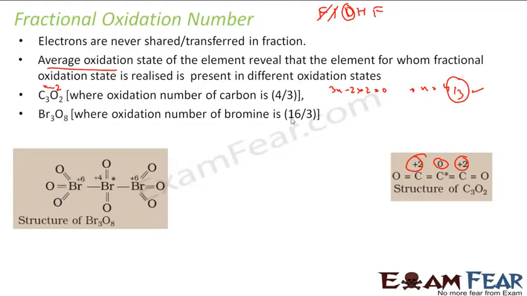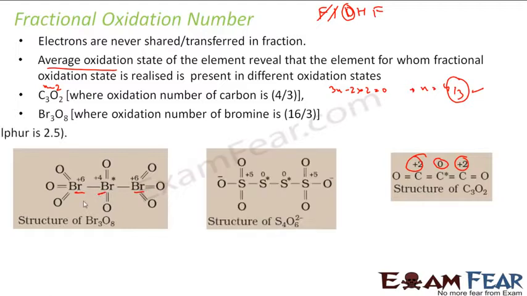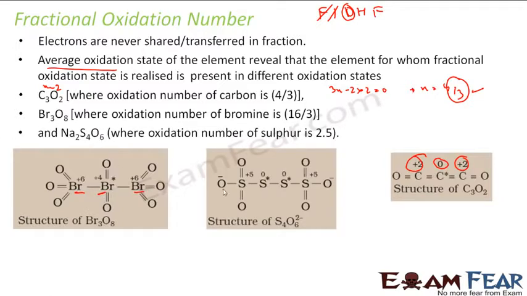One more example is Br3O8. If you find the oxidation number, it comes out to be 16/3. The reason is, if you see the structure, these two bromine atoms have an oxidation state of +6, while the one in the center has +4. Similarly, in Na2S4O6, the oxidation state of sulfur comes out to be 2.5, and if you draw the structure, you'll see that there are 2 sulfur atoms with the oxidation state of +5 and 2 with the oxidation state of 0, so the average comes out to be 2.5.